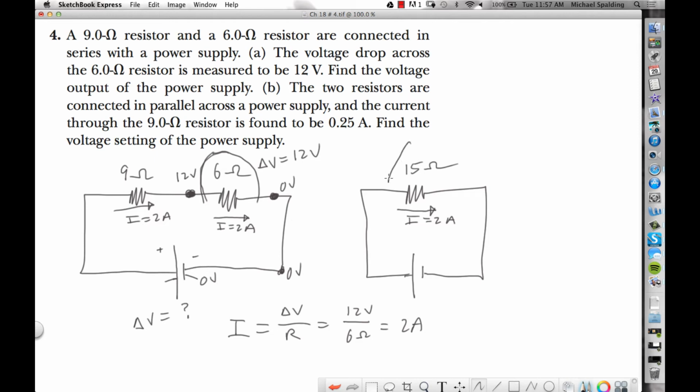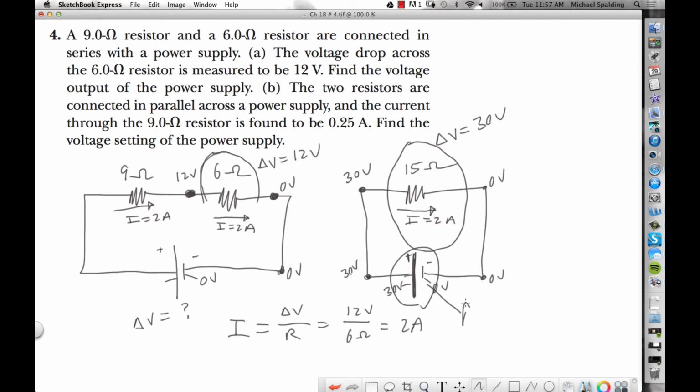Okay, now, how do we find the voltage of the battery? Look at this picture. Can we find the delta V across this 15 ohm? Yes, go I times R. It's going to be 30 volts. So go to the battery here. Here's the battery, the plus side, the minus side. Set the minus side to 0. So we got 0, we got 0. If this is 30, then this must be 30 over here, for a delta V of 30. 30 to 0 is 30. So what must the battery be? 30. The delta V for the battery is 30 volts. It must be a 30 volt battery.